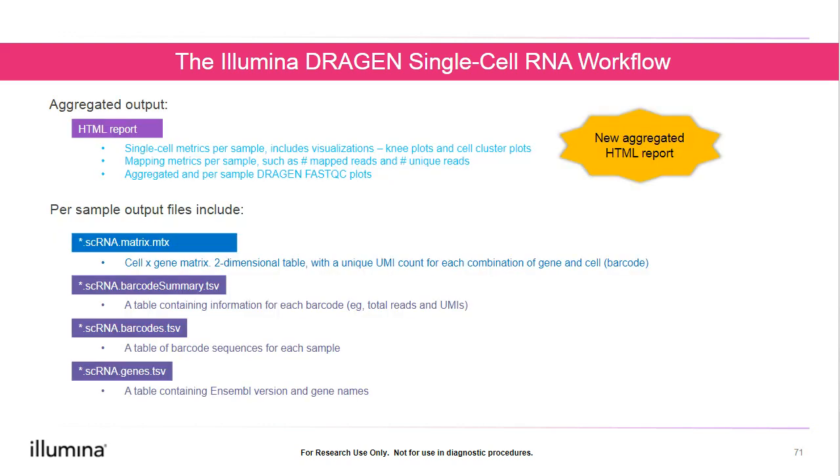From the output, you can expect to see the new aggregated report that pulls together all the following metrics for the samples. Files included for each sample will be the matrix MTX, sample barcode TSV, barcode summary TSV, and gene TSV files.